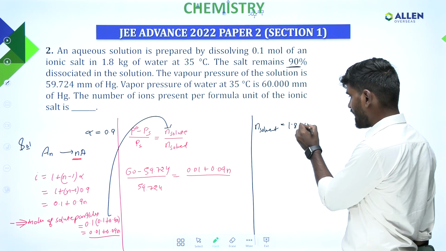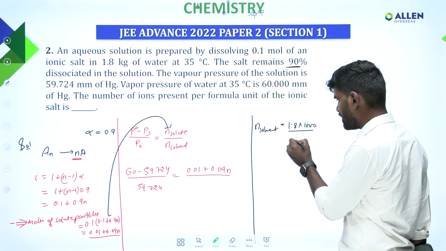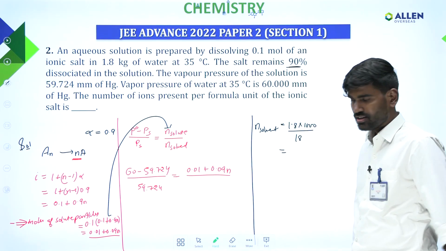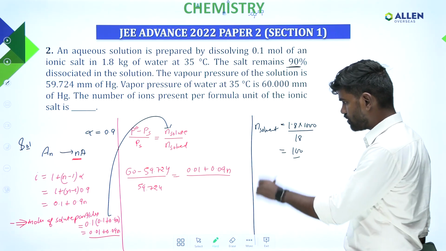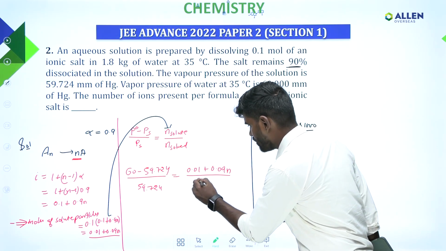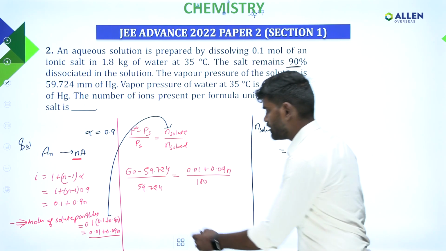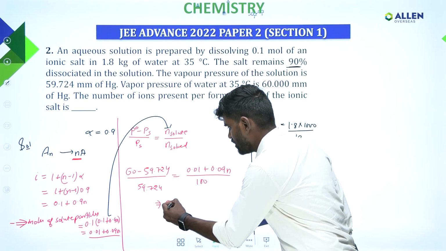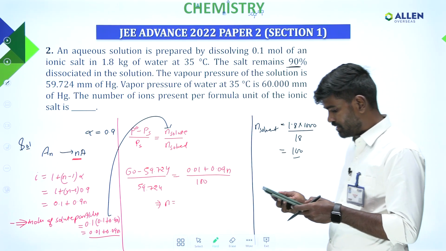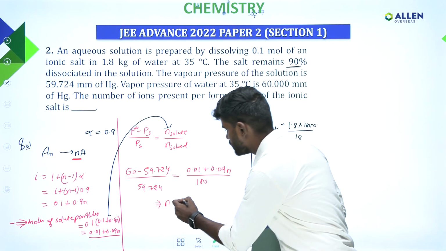We need to write it in grams. So 1.8 into 1000 divided by 18, which is the molar mass of water, right? So I'm getting 100 moles of the solvent. So write 100 over here, right? From this, when you solve this particular thing, the value of n that you will be getting will be equal to 5.